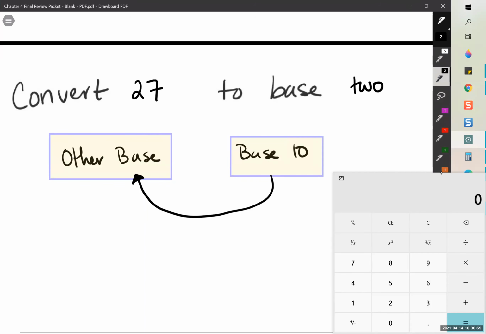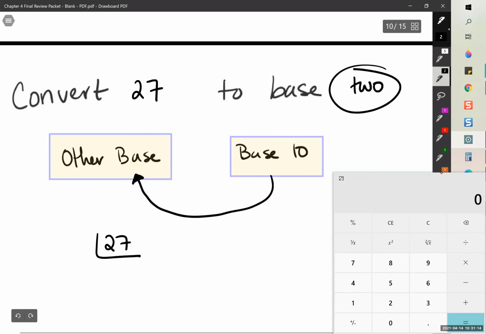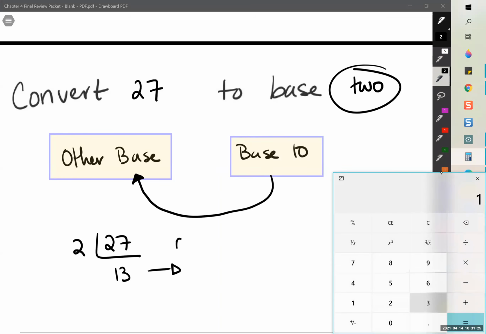So in this example, since it's just 27, there's no superscript. We know it's implied base 10 going to base 2. So this is the case of going base 10 to other base, in which case we set up our handy division. So you put the number that you start with in the box, the base that you want to go to outside, and we just start dividing. So 27 can be divided by 2 13 times perfectly, but then the remainder would be, 2 times 13 gets you to 26. We want it to be at 27, so that's a remainder of 1.